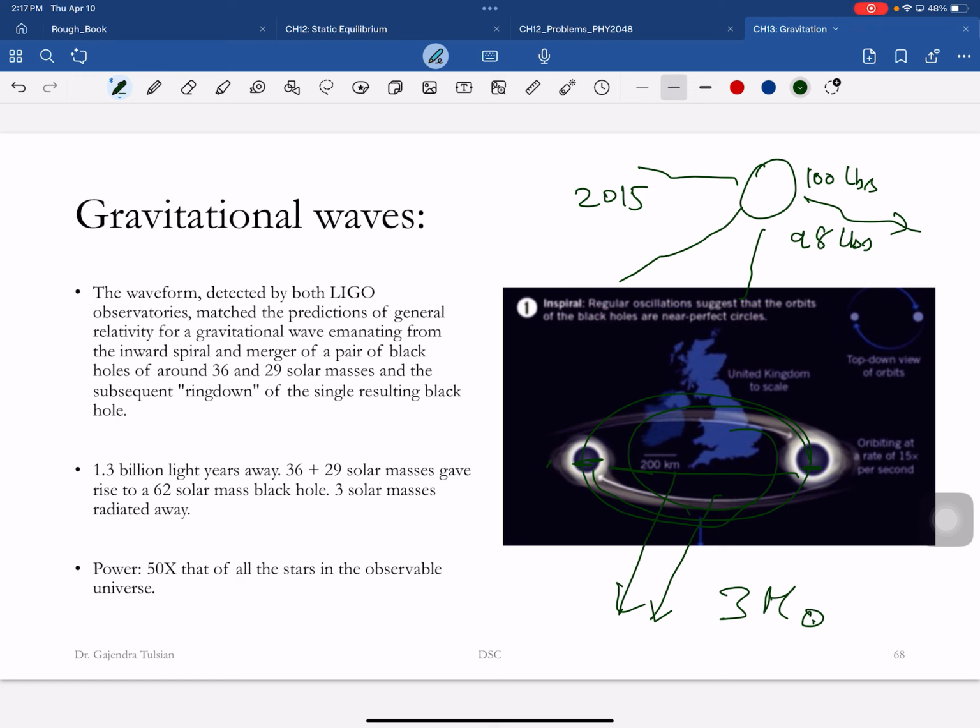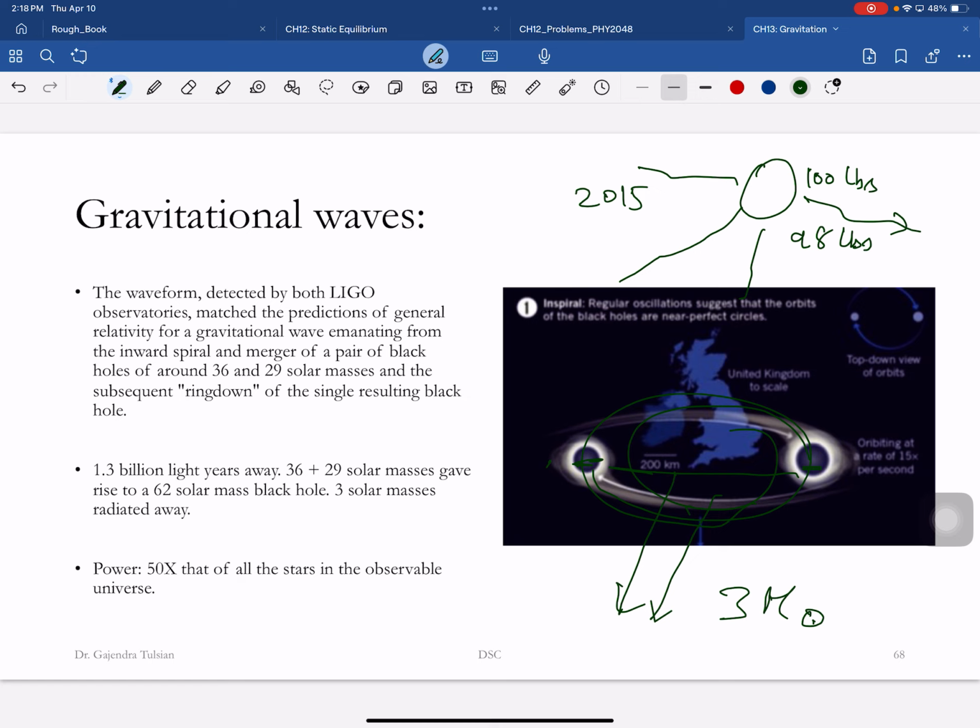Let me state that again. In the last 200 milliseconds, the power radiated was 100 times greater than that of all the stars combined. So if you could see gravitational waves, the universe would have been 100 times brighter for those 200 milliseconds. That's kind of insane. That is more than insane. And then we barely detected it.